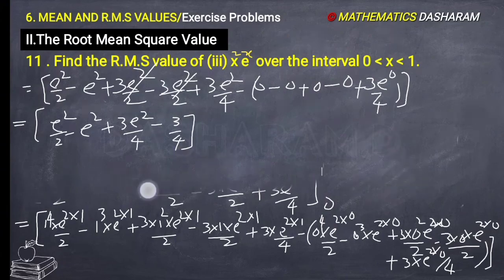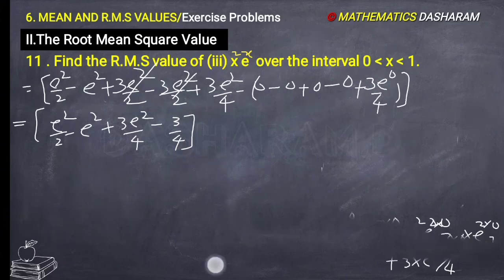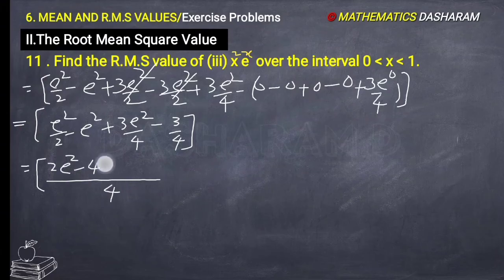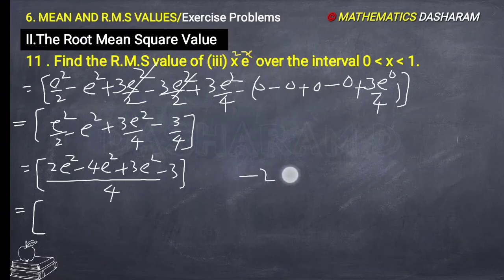So it is equal to, here the LCM is 4, 2e square minus 4e square plus 3e square minus 3. So 2e square minus 4e square is minus 2e square, minus 2e square plus 3e square is plus e square. So plus e square minus 3 by 4.